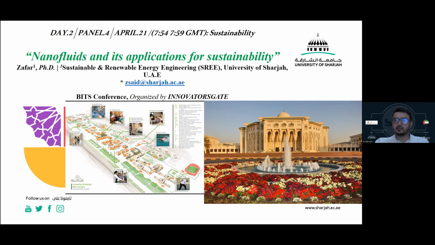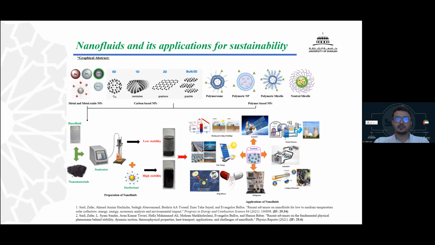So these are the different kinds of nanoparticles. They exist in 1 dimension, 0 dimension, 2 dimension, bulk, graphene. You would have heard a lot about nanotubes and metal oxides. We mix them in a conventional working fluid, such as water, ethylene glycol, or engine oil, anything.